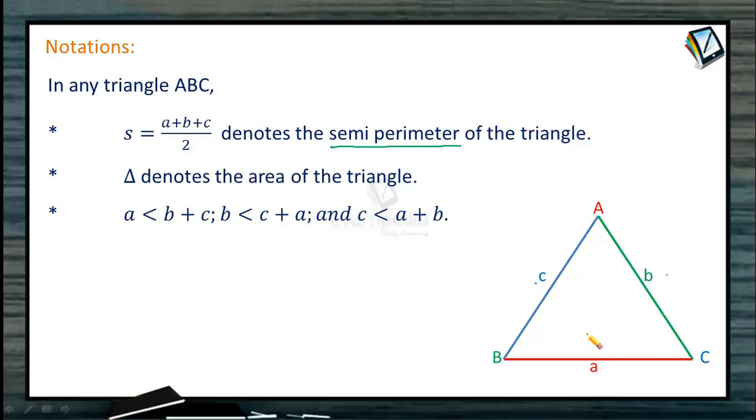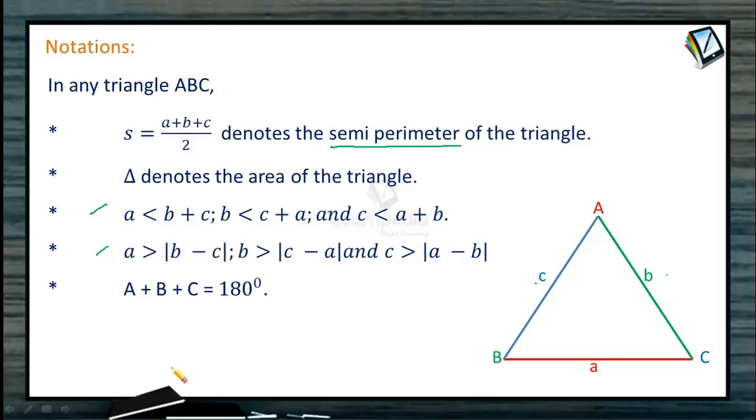Now similarly, there is one more form of triangular inequality. Each side must be greater than the difference of the other two sides numerically. So that's why mod a must be greater than the difference of the other two sides, that is b minus c. b must be greater than the difference of the other two sides, c minus a, and c must be greater than the difference of a and b, right? So these two rules are also known as triangular inequalities in a triangle. The sides are related to each other by these inequalities, right? And a well-known result from geometry, the sum of the three interior angles of a triangle is always a straight angle, that is 180 degrees, right?